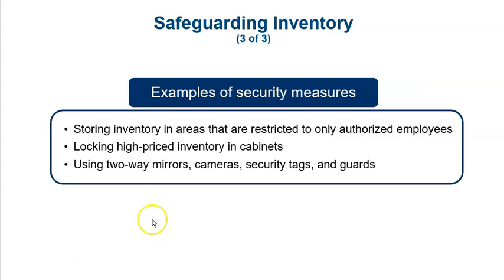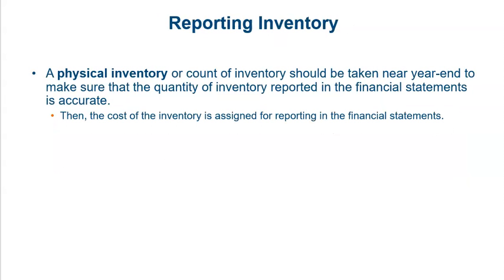All right, so some more examples would be storing inventories that are restricted to only authorized employees. So if you have extra inventory, it can be where only certain people can go. Locking high-priced inventory into cabinets, using two-way mirrors, cameras, security tags, and using security guards.